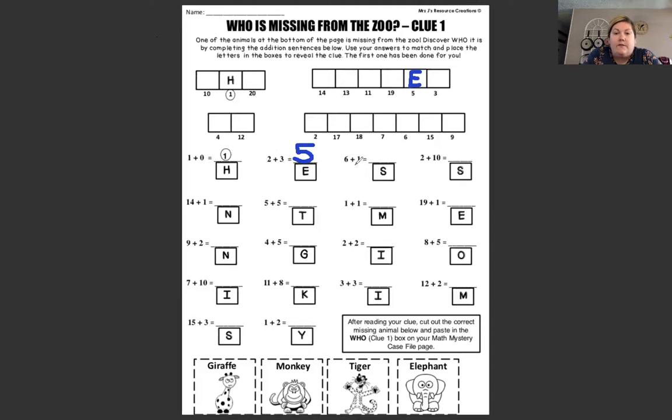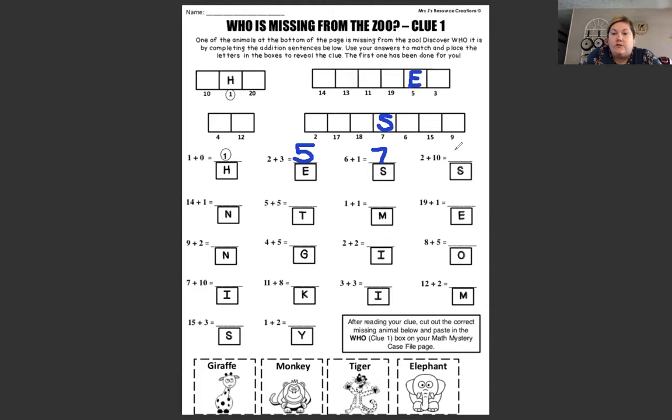Okay. Then we would go to the next one. 6 plus 1 equals 7. So all of the number 7 boxes will have an S in them. So I'm going to go back up and find a 7 and put an S. Okay. And then I would go through and do all of these until we have filled in the answer to the puzzle.